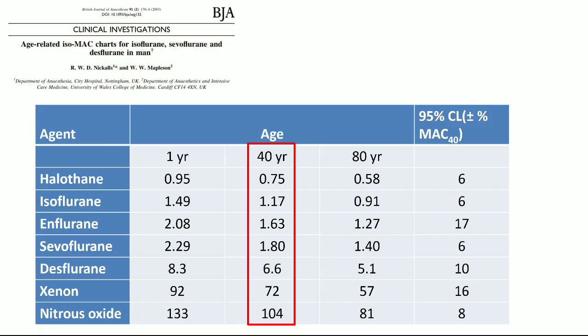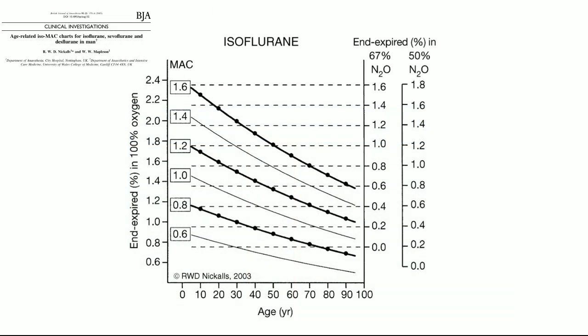These are not necessarily the numbers you would quote back to me, and I'm going to briefly show you the charts from the paper as they give us tremendous information about these agents and also how much MAC falls with nitrous oxide. These figures are from Mapleson's meta-analysis.